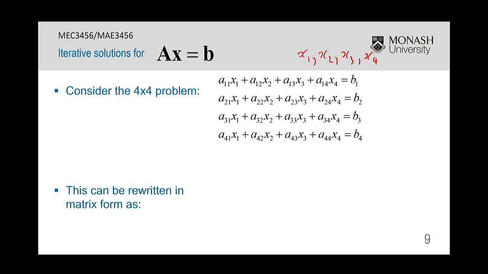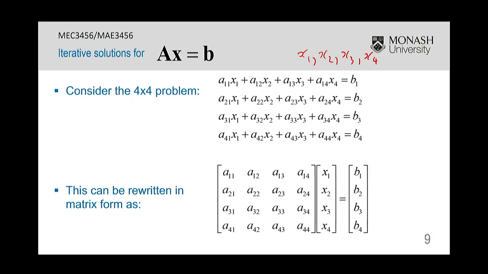We can write this set of equations in matrix form. It looks like that. So this is our matrix A, that's our vector of unknowns x, and that's our right hand side vector b. The idea here is that we're trying to find a solution to this without inverting the matrix A.